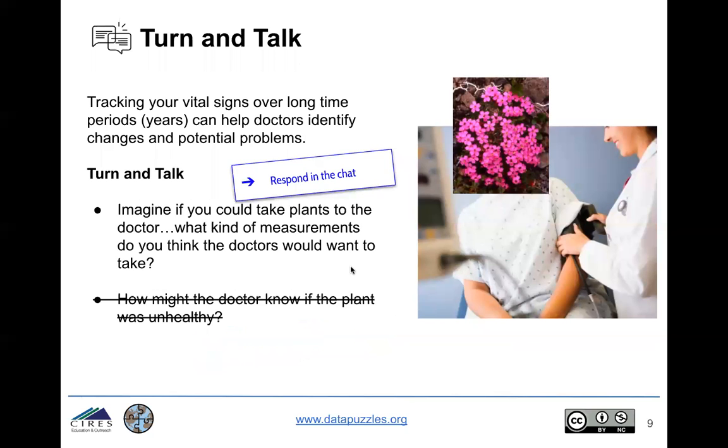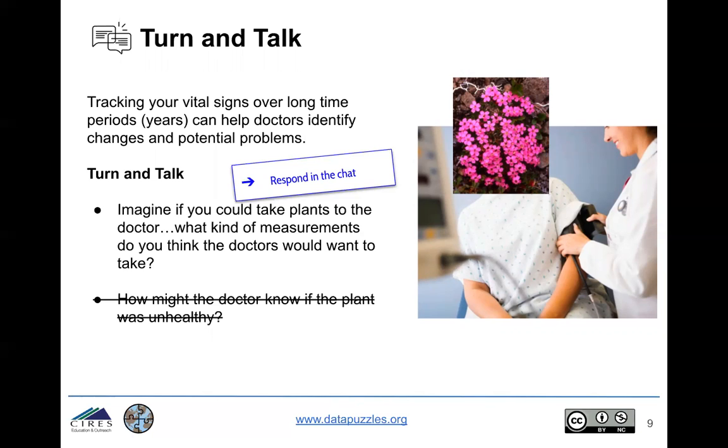And so imagine if you could take plants to the doctor. I'm going to ask you to think about this and would love it if you'd respond in the chat here. What kind of measurements do you think the doctors would want to take? So if you could take a plant to the doctor, this is a plant replacing the head of this patient, what do you think the doctor would want to measure?